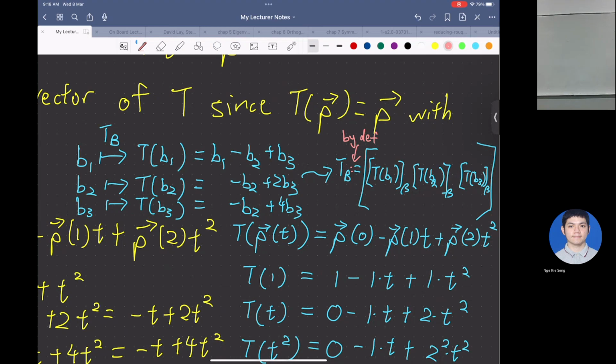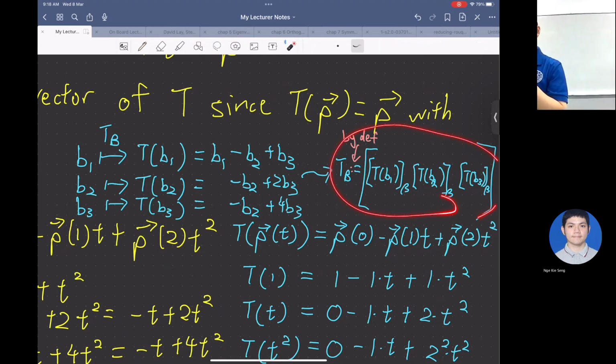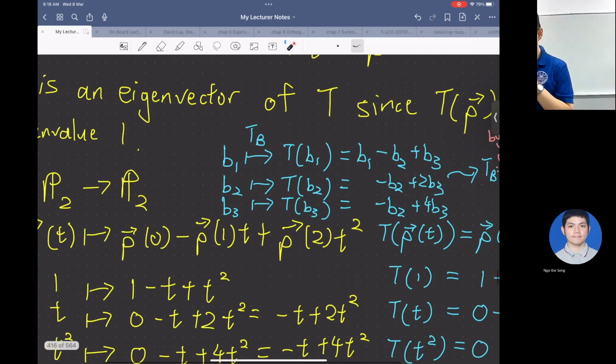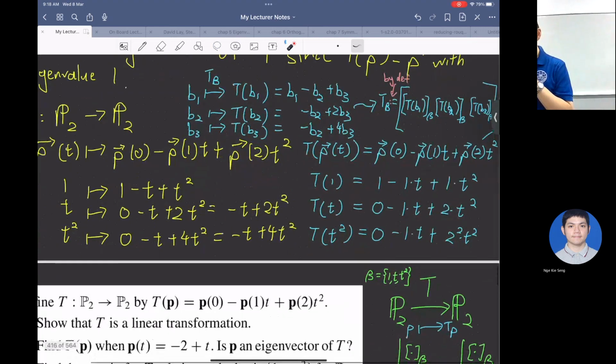So take that definition. If you want to find the matrix relative to B, take this definition here. What you do is compute T on the basis element and then take the coordinate vector. So in this case, the TB here is what?